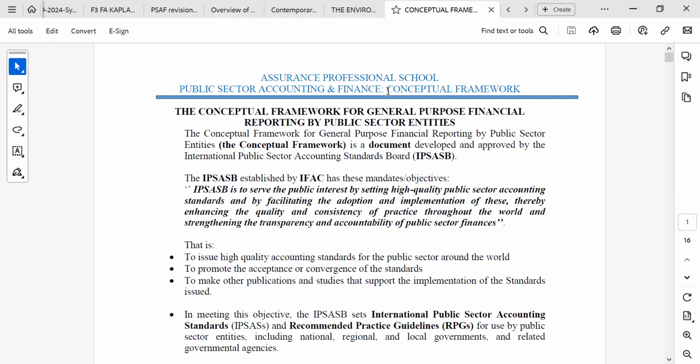Okay, in meeting this objective, the board sets international public sector accounting standards and also recommended practice guidelines for use by public sector entities, including national, regional, and local governments and related governmental agencies. So they will issue the standards, which we all know as the IPSAS, and also some practices that are recommended to be carried out in the public sector. Okay, so that is it.